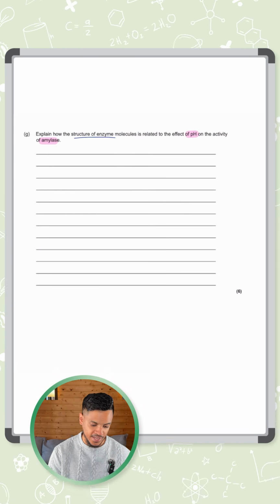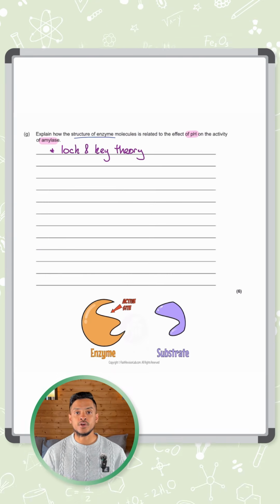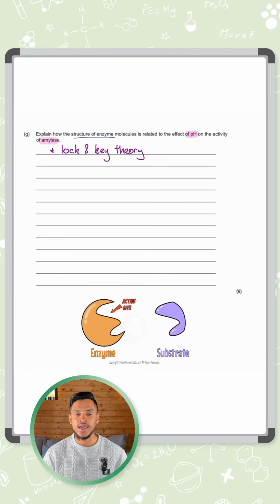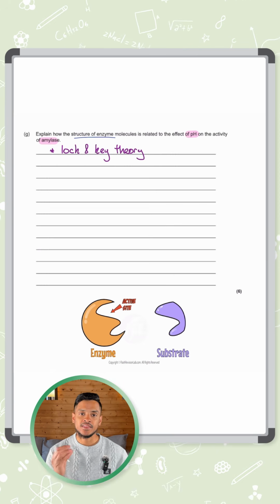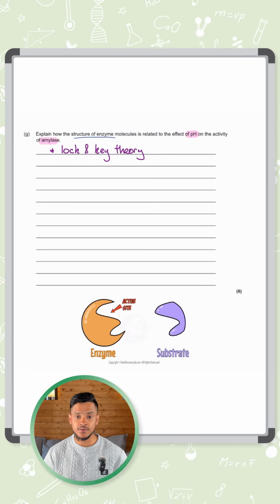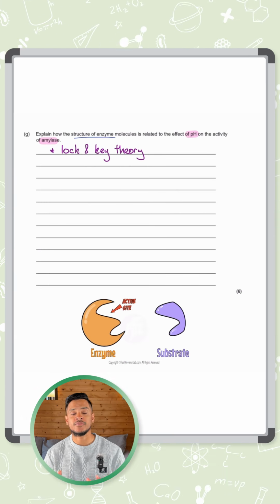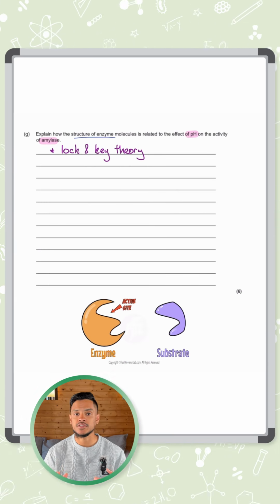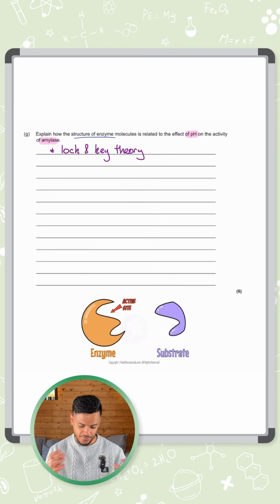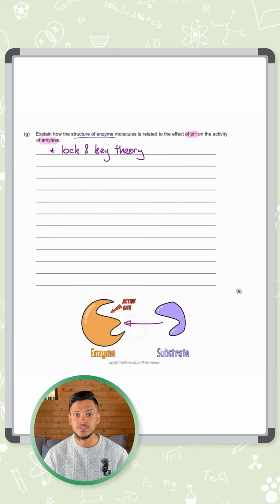So this is basically explaining the lock and key theory. So how does that work? So we've got two things here. Inside the enzyme, you have an active site. The active site has a specific shape, and whatever it is that's being broken down is known as the substrate. And what happens is the shape of the active site is complementary to the shape of the substrate, so it perfectly fits in. So you can see here in this diagram, the substrate will perfectly fit into that enzyme.